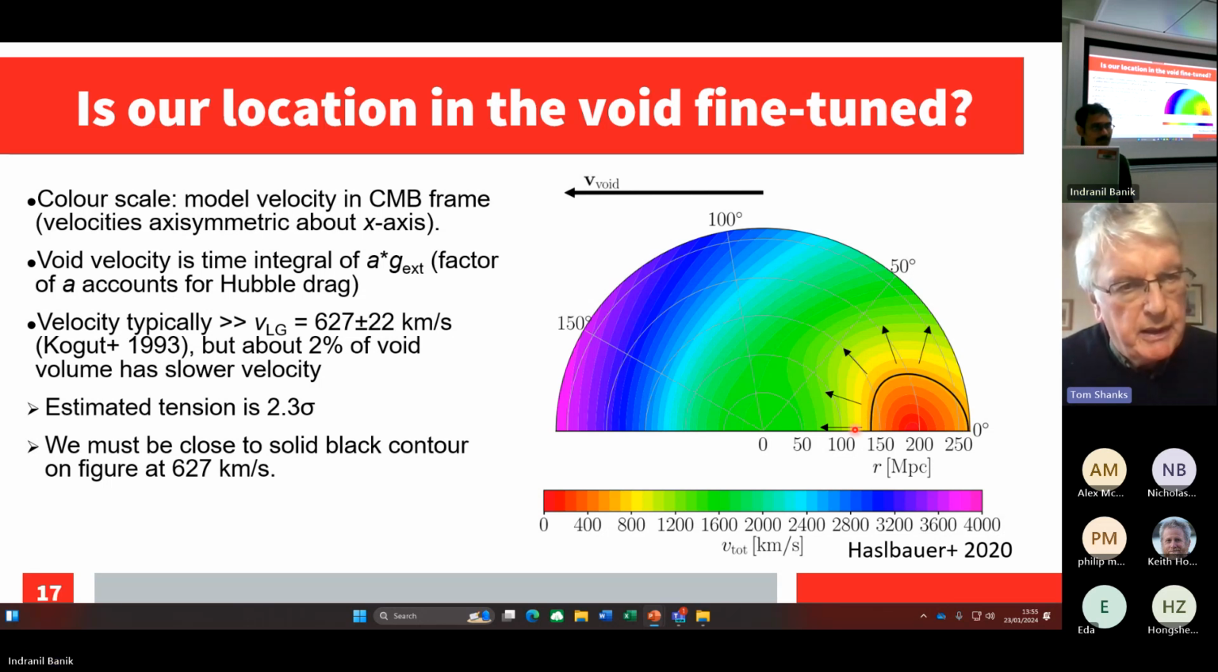The point I'm making is that the spatial correlation function and power spectrum. Yes, so I'll come to that bit in a sec.